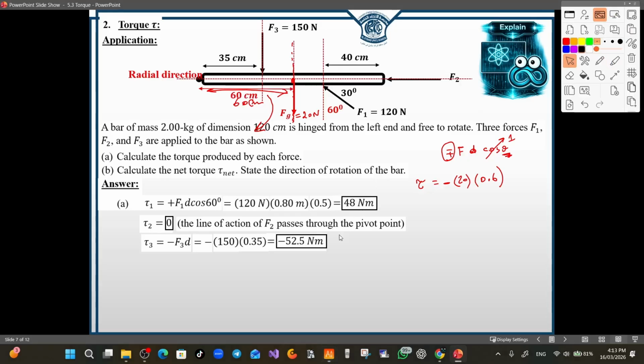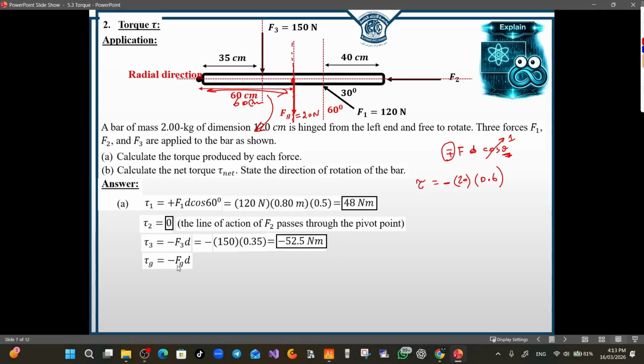So let's complete now. Torque of gravity is minus F_g d, minus mg times d, and 2 times 10 is 20. I recalculated, and the final answer will be minus 12 Newton meter. Now, what about the reaction force? The torque of the reaction force here is 0, because this force is passing through the pivot point. Any force that passes through the pivot point or is parallel to the radial direction has a torque that must be 0. So the torque of the reaction will be 0.